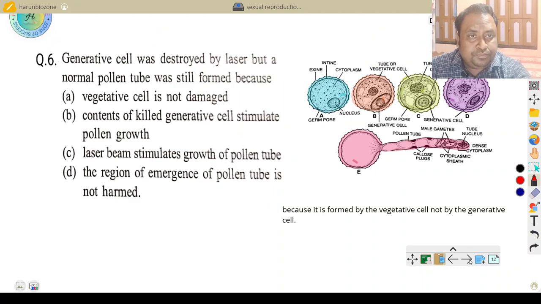Let me explain. Suppose this is the pollen grain with the pollen tube. Here two are generative cells and one vegetative cell is present. Later, the generative cell divides to produce two haploid nuclei, but the vegetative cell produces the pollen tube. Clear? So if the laser is applied, the generative cell is destroyed, but the vegetative cell that produces the pollen tube is not destroyed. So the right answer is that the vegetative cell is not damaged.